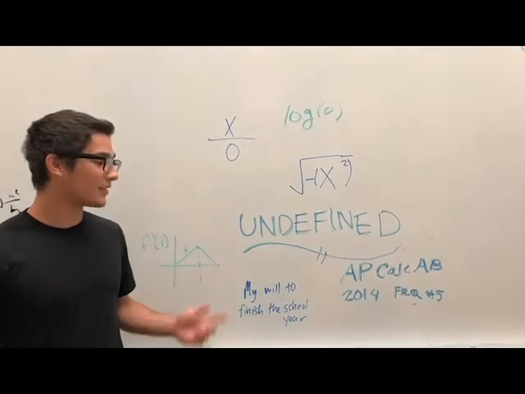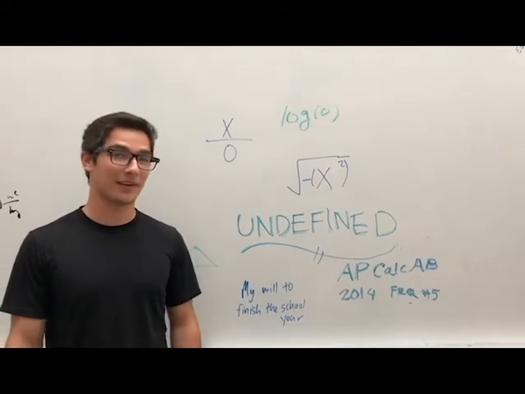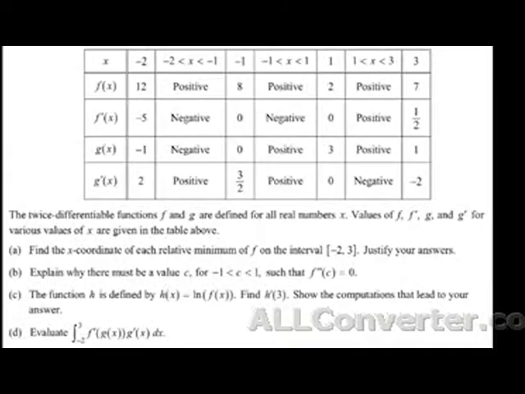Alright, so our team is called Undefined, and we're doing the AP Calculus AB 2014 FRQ number 5. This is FRQ question number 5. It is a non-calculator question, and to answer this FRQ, you're going to need to look at this chart and use it to answer A, B, C, and D, and I'll be showing you how to do A right now.